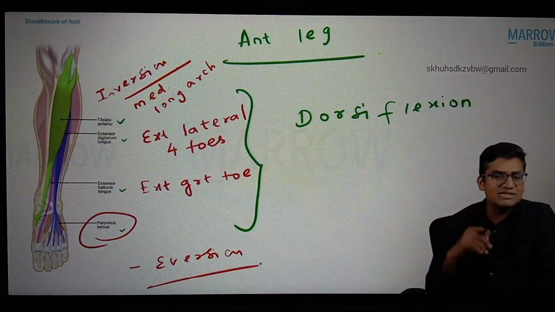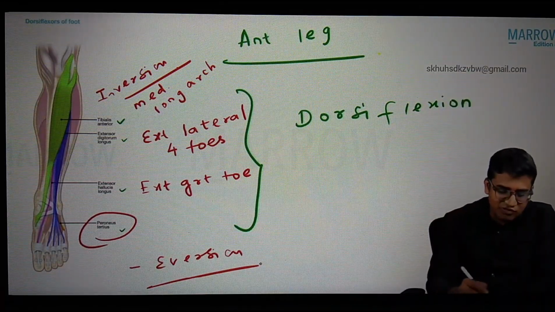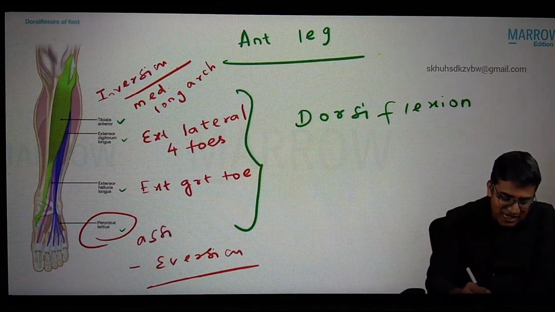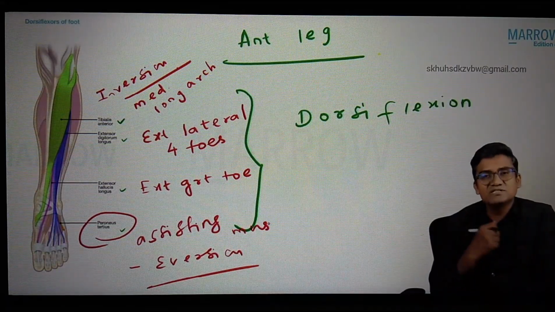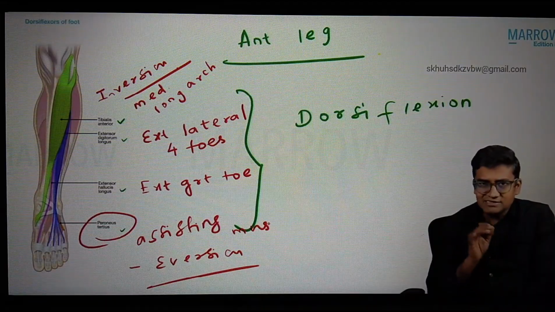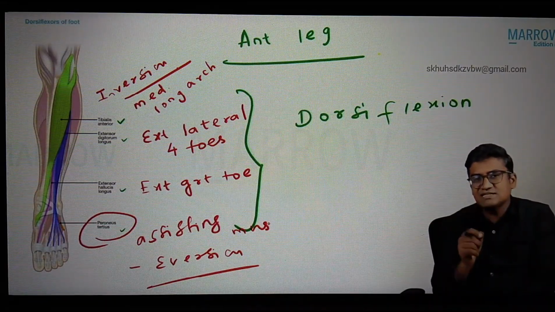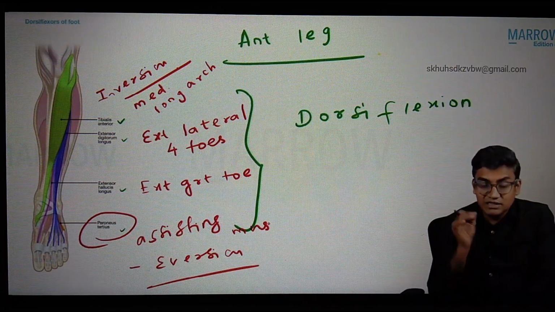Peroneus tertius is not a main muscle. It is a helping muscle for peroneus longus and brevis for eversion. So it is the assisting muscle for eversion. Now the point is, peroneus tertius is a muscle in the anterior compartment of leg, supplied by deep peroneal nerve.